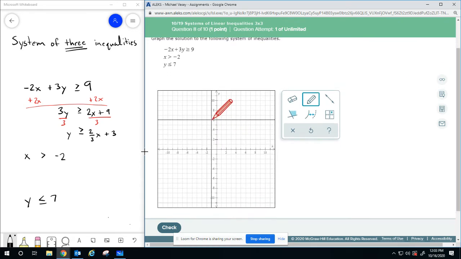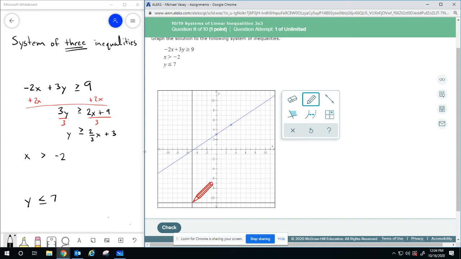The y-intercept is 3, so I'm going to put a point at 3. The slope is 2/3, so it's positive. I'm going to go up 2 units and to the right 3 units. This gives me my line for that first inequality. I want it to be a solid line because I have an equal to bar underneath the greater than. Keep this in mind: it is a greater than, so we are going to shade above this line. Only above this line is going to get shaded.